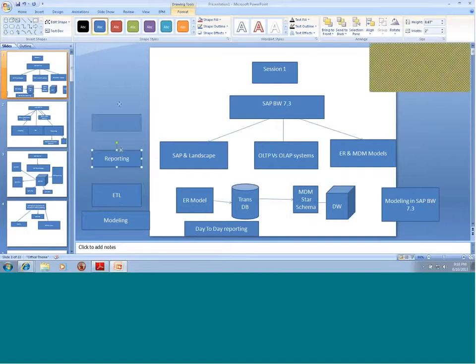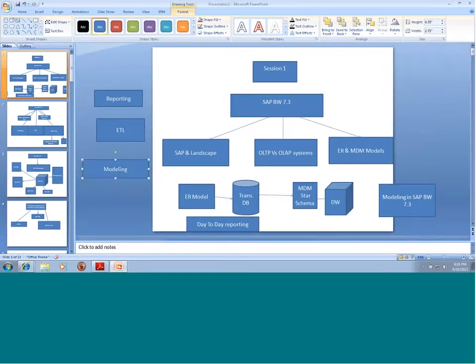But for us to understand and appreciate what these different modules will do, if I directly go into modeling, it will not make much sense. Now that we have a good understanding of what the SAP system is, and we understand the limitations and advantages of OLTP and OLAP systems, and why we use the ER model and MDM model, if I give that information and then go into modeling in SAP BW, you will understand the logical flow of information. That is why I'm trying to do it this way.